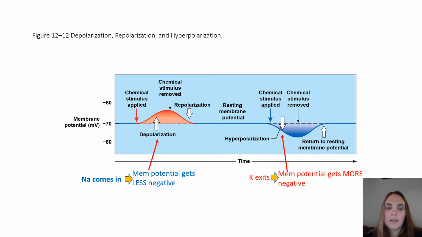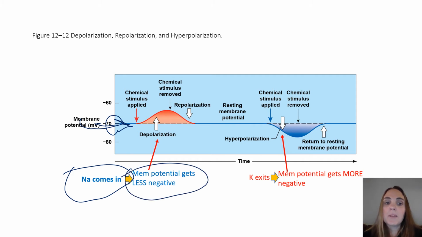And this is an image taken from your book, just to give you more of a visualization of depolarization versus hyperpolarization. So on the left-hand side here, here's our resting membrane potential, negative 70 millivolts. When our cell is at rest, it's at negative 70 millivolts. If we have a sodium channel open, sodium is going to be driven in. Remember, shake in your salt. And that sodium coming in is going to make our membrane potential become less negative.